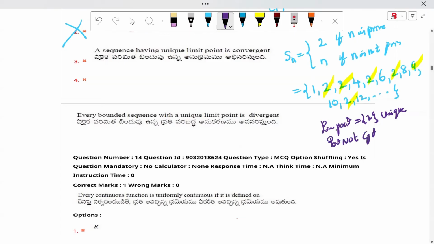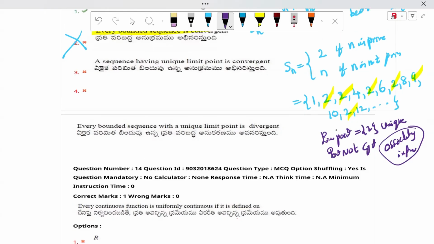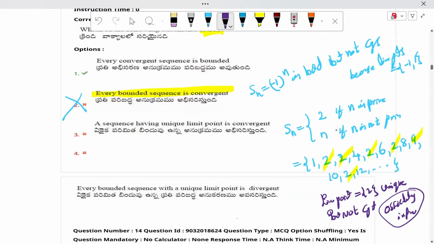ఇది ఏమవుతుందండి? ఆసిలేటింగ్ సీక్వెన్స్ అవుతుంది. ఆసిలేటింగ్ ఇన్ఫినైట్లీ సీక్వెన్స్. యూనిఫామ్ వస్తుంది. ఇక్కడ అబ్జర్వేషన్ చేస్తే లిమిట్ పాయింట్ యూనిక్ బట్ నాట్ కన్వర్జెంట్. అంటే ఏ బౌండెడ్ సీక్వెన్స్ హ్యాస్ ఏ యూనిక్ లిమిట్ పాయింట్, ఇట్ ఈస్ కన్వర్జెంట్ అని చెప్పొచ్చు. కానీ ఒక సీక్వెన్స్ యూనిక్ లిమిట్ పాయింట్ కలిగినంత మాత్రాన కన్వర్జెంట్ కాదు.